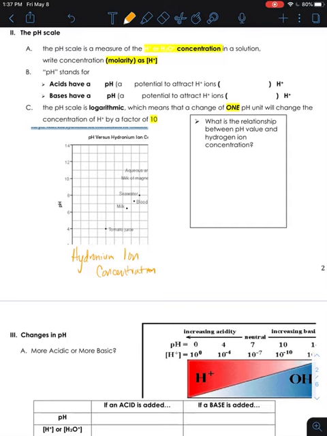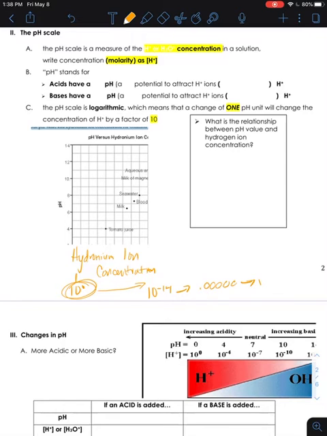And what happens is it'll go from 10 to the 0, which is 1, all the way down to 10 to the negative 14. And as you can see, that 1 will be a lot more than 10 to the negative 14. That just means that this is going to be 0.000 all the way to 14.